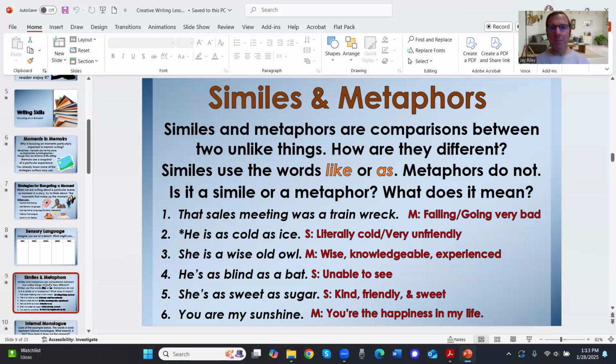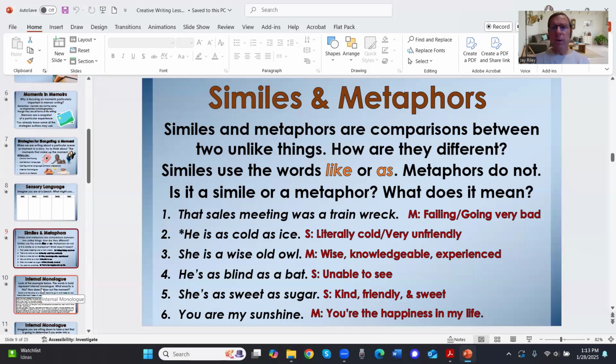It was awful. She's a wise old owl. That's another metaphor saying someone's very wise, very knowledgeable. Or you're my sunshine, basically saying that you're my happiness. The rest of the examples here are similes. He's as cold as ice, he's as blind as a bat, or she's as sweet as sugar. Saying someone's cold as ice, that can mean that they're literally very cold, but usually it means that they're very unfriendly.